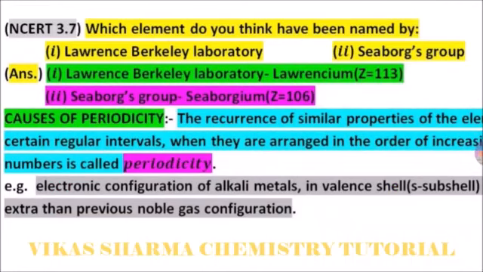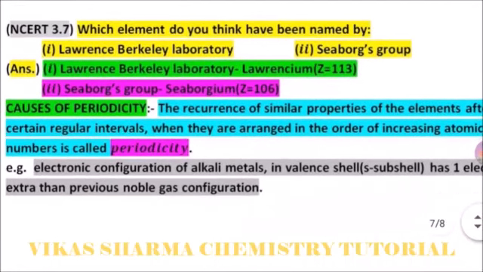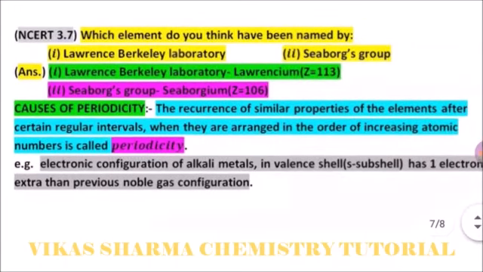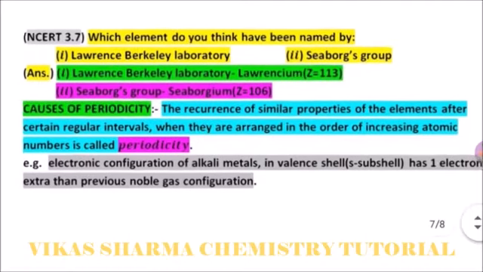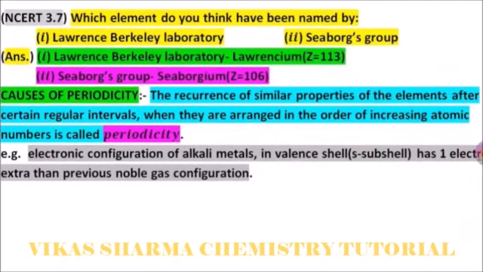The doubt arises in our mind: what is the cause of periodicity? The recurrence of similar properties of the elements after certain regular intervals, when they are arranged in the order of increasing atomic numbers, is called periodicity. In the electronic configuration of alkali metals, the valence shell s subshell has 1 electron more than the previous noble gas configuration, so they show periodic behavior. It means the outermost valence electrons show a regular pattern. For this reason the periodicity repeats and the group members show similar chemical behavior.